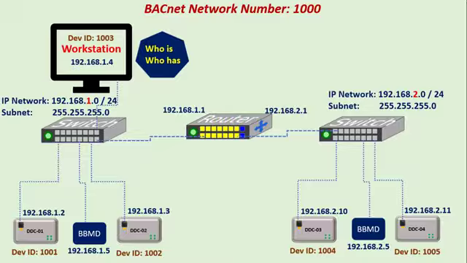Now let's see how a BBMD functions. Suppose the workstation has initiated a Who-Is broadcast service. This message will be broadcast across all devices on the local subnet. After receiving the broadcast message, the BBMD will transmit it to the BBMD on the other subnet as a unicast message. Then this BBMD will again broadcast this message on its local subnet. In this way, broadcast messages are transmitted to the other IP subnets.